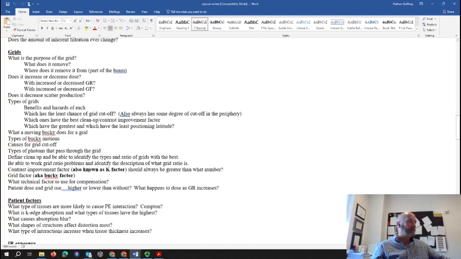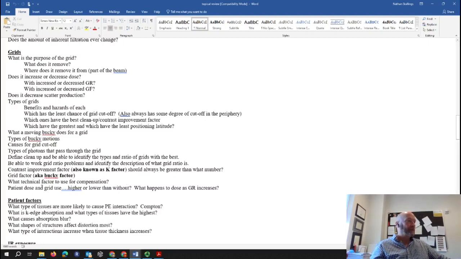We'll see contrast improvement factor, which is also K factor, always has to be greater than 1. If your contrast improvement factor is 1, that basically means you have no grid. So as grid ratio increases, your contrast improvement factor increases. So if you had a grid that had a contrast improvement factor of 1.5, and you were comparing it to a grid that had a contrast improvement factor of 2, then what that would tell you is the one with 2 is a higher ratio grid with better cleanup.